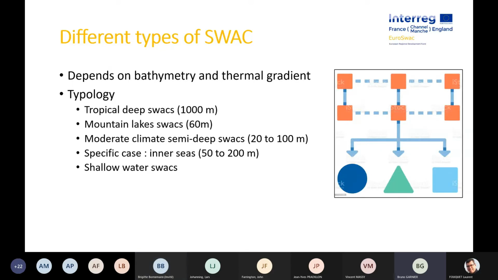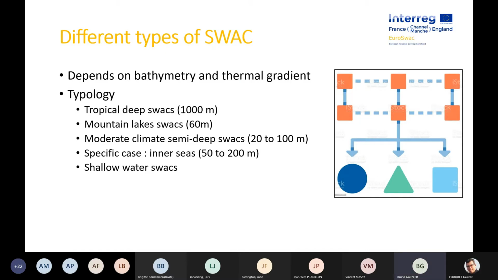because in tropical oceans, if you go 1,000 meters deep, the water is between 4 and 5 degrees Celsius. So the deep tropical SWAC will pump this deep water and use it directly to cool the cold water loop in the building.